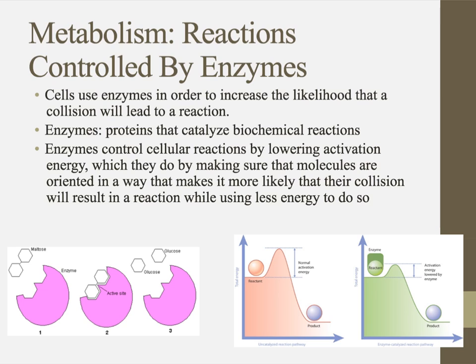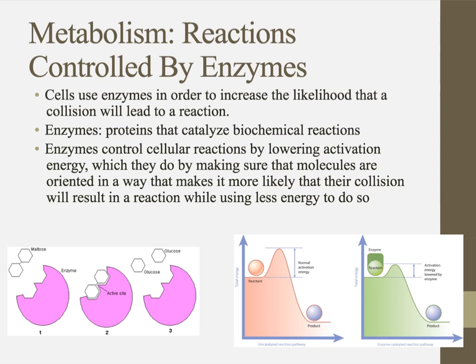And they do that by lowering something called activation energy. Activation energy is the energy that you have to put into a reaction to get it started. And so what enzymes do is they help put molecules in the correct orientation to make it more likely that their collision will result in a reaction. And this also results in them needing less energy when they collide in order for a reaction to take place. So we say that it lowers their activation energy.